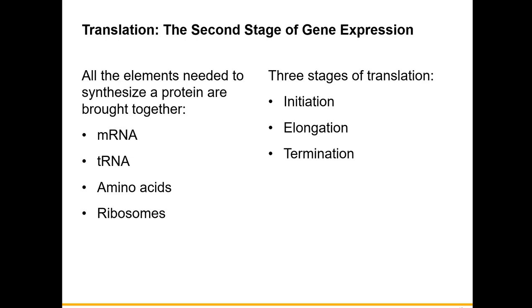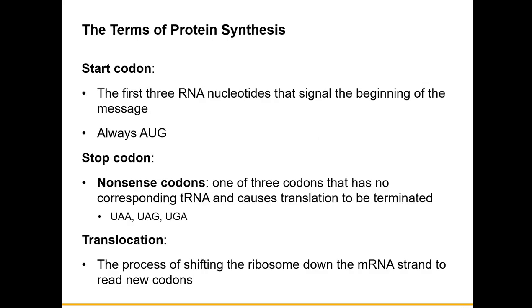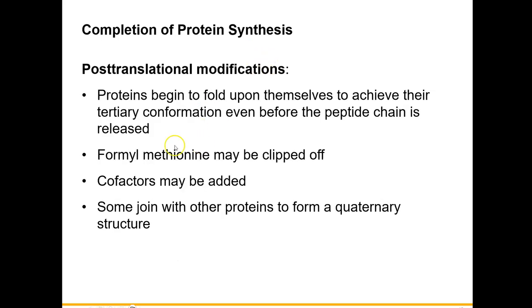It has three stages, just like transcription: initiation, elongation, and termination. The start codon is the first three RNA nucleotides that signal the beginning, which is always AUG. There's also a stop codon, which is a nonsense codon. There's UAA, UAG, and UGA, and that terminates or stops translation. Translocation is the process of shifting the ribosome down the mRNA strand to read the new codons.